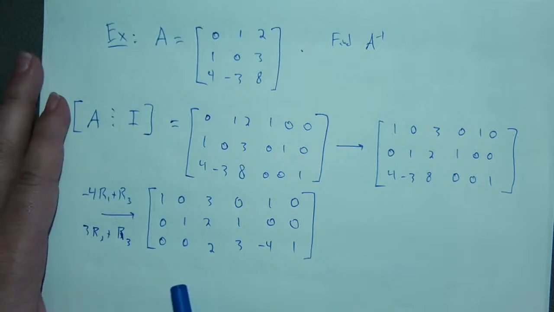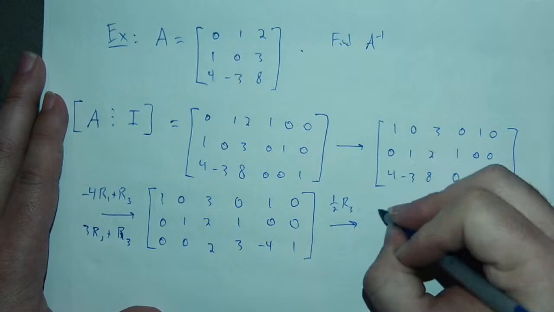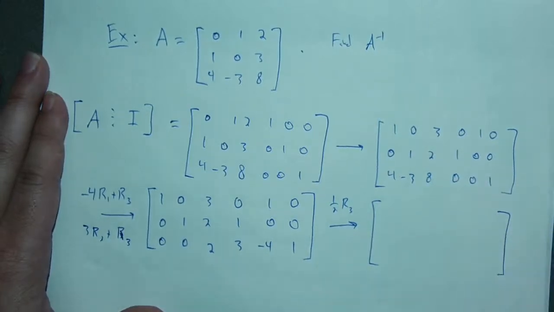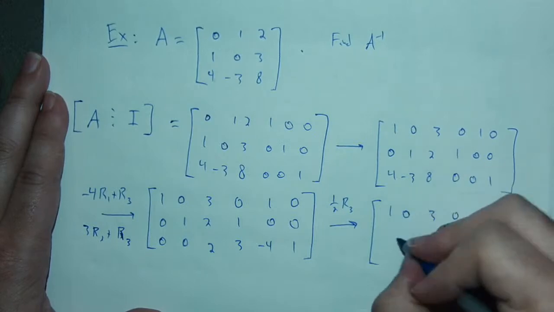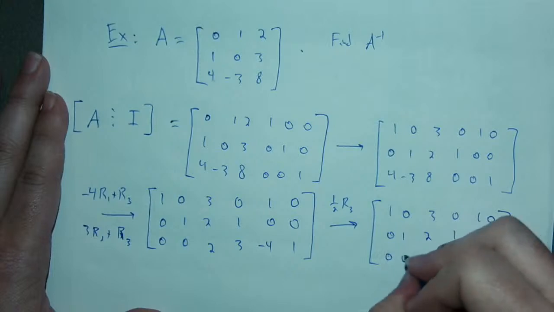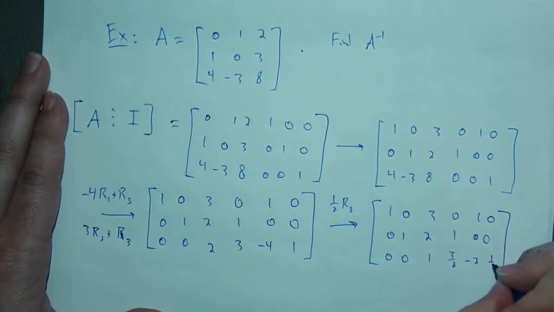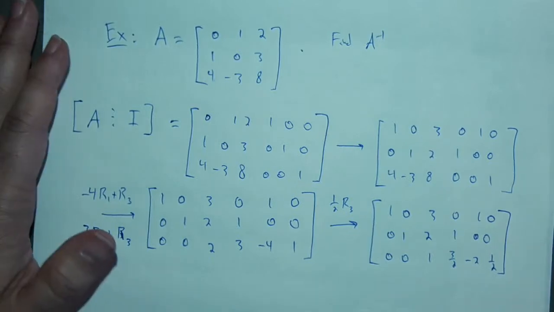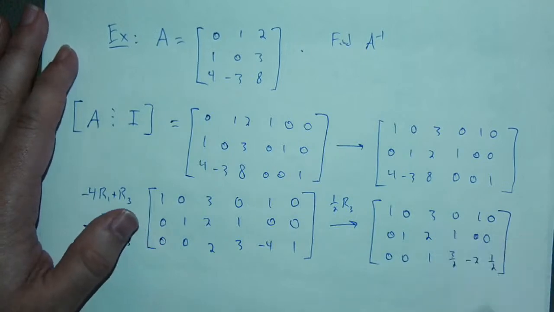So now I can scale row 3 if I want. So 1/2 times row 3. What do I get there? The first 2 rows are not changing. The third row is 0, 0, 1, 3/2, minus 2, 1/2. Okay, so now I want to use this one to zero out these things above, and then I'll be done.